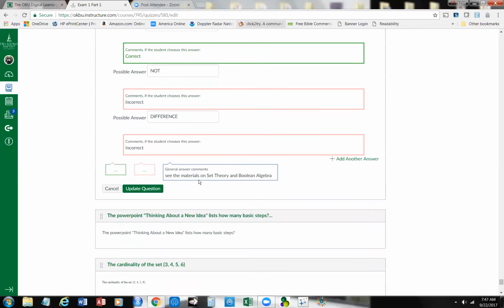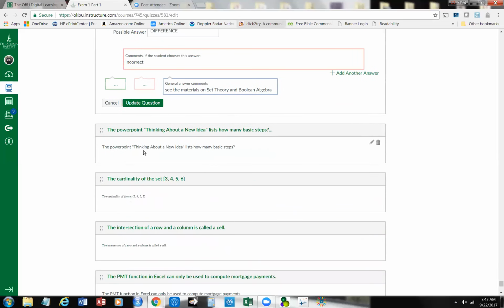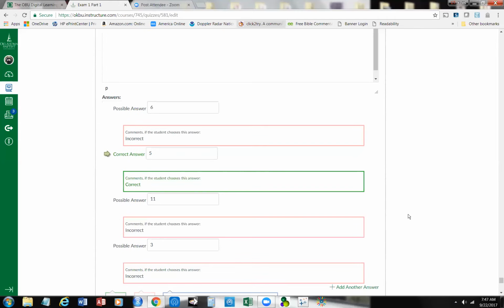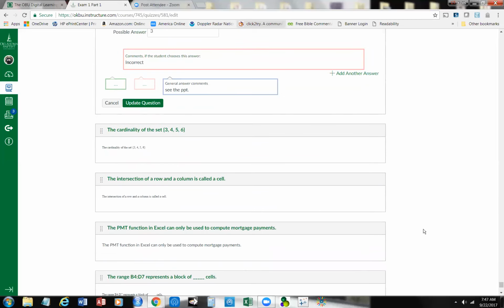And you can see the materials on set theory and Boolean algebra. The PowerPoint question about having an ideal is how many basic steps. And I asked you, are the PowerPoints over there in the supplemental website? All you have to do is go over there and take a look to see. There's 5 steps. I said, see the PowerPoint. That was a question to get you to say, wow. Oh, here's some other stuff.